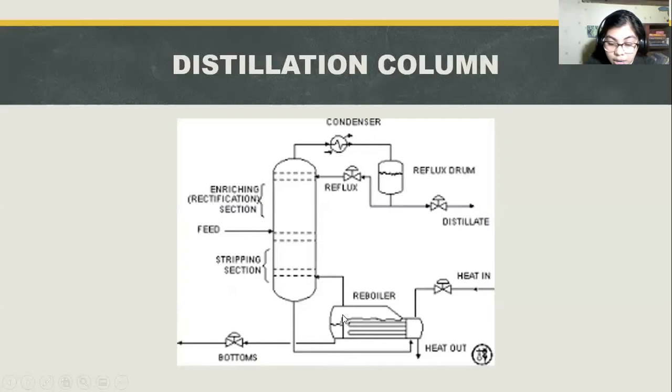And the generated vapor here in the reboiler will be introduced here at the bottom of the column, and will further move upward in the column. And as it exits the top of the unit, it is cooled by a condenser. The condensed liquid will be stored here in the reflux drum, and some of the liquid will be recycled back to the top of the column, and it is termed as the reflux. The condensed liquid that is removed here in the system is known as the distillate product.